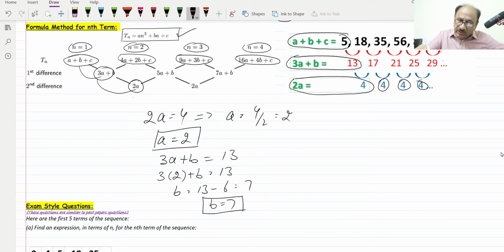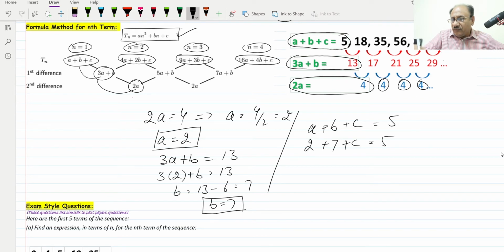Now we have to find c using a plus b plus c is equal to 5. Here a is 2, b is 7, and plus c is equal to 5. So we can simplify this: c will be equal to 5 minus 9, which is equal to minus 4.